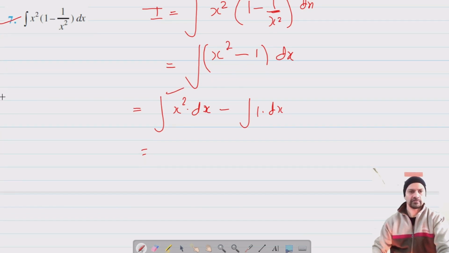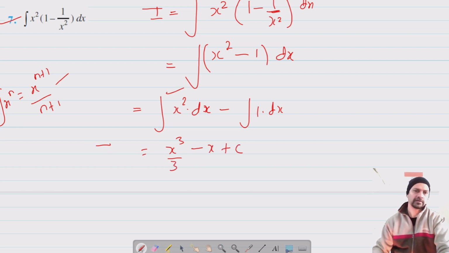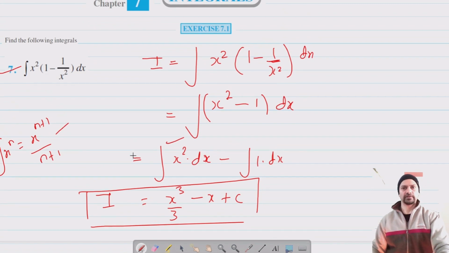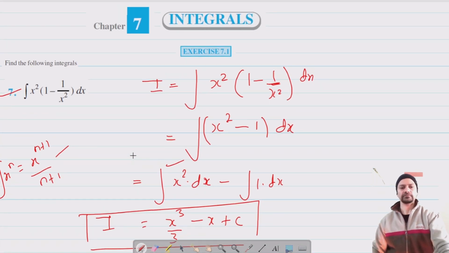And this is integration of x raised power n, which is x raised power n plus 1 upon n plus 1. If you use this formula, it is 2 plus 1 is 3, minus integration of 1, which is x, plus c. And this is our answer for question number 7: x cubed by 3 minus x plus c.